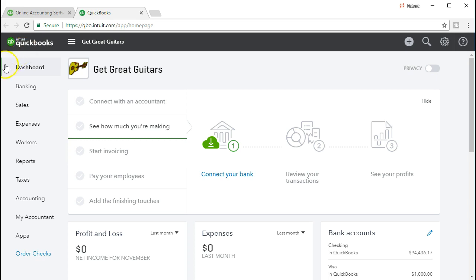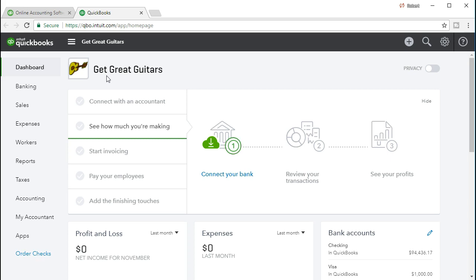Here we are in the QuickBooks Online dashboard. We will be continuing with the Get Great Guitars problem. We're going to be entering interest payments and writing a check for interest payments. Before we do that, it's good to take a look at the actual loan on the balance sheet and see what these payments are made for.